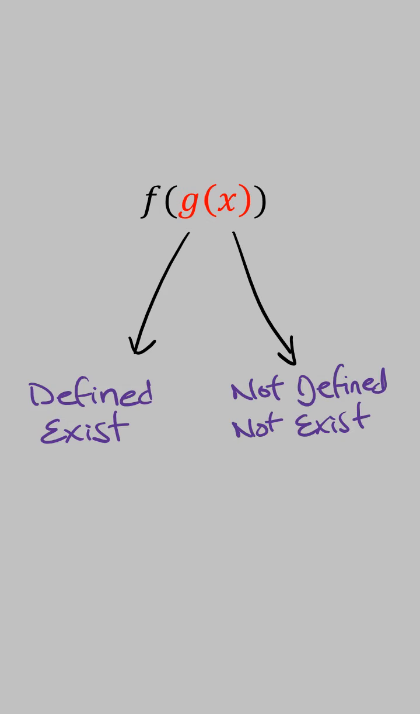Year 12 Maths Methods, the basics of composite functions you need to know. For a composite function, let's call this f of g of x, this can either be defined, in other words exist, or it can be not defined, in other words not exist.